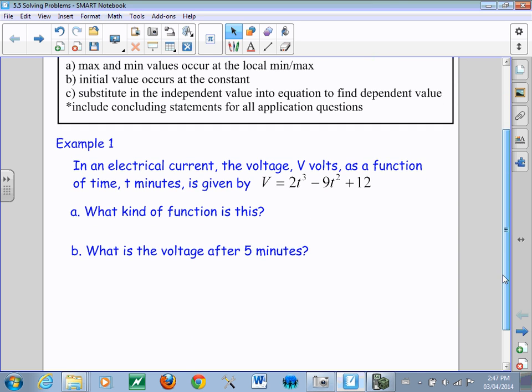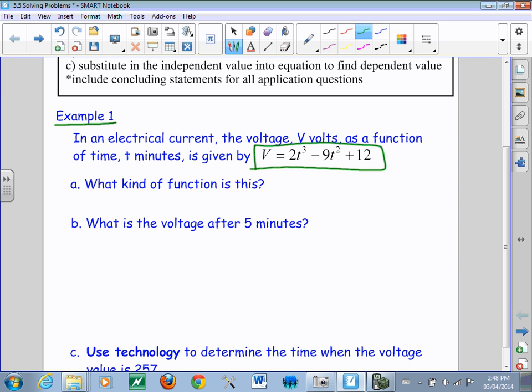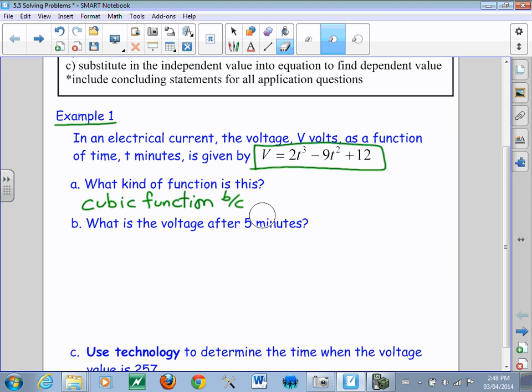All right, let's take a look at the first example here. Example 1. In an electrical current, the voltage V in volts as a function of time, which is T in minutes, is given by this formula. All right, what kind of function is it? Well, first of all, you look at the highest degree, and it's 3, so that tells us it is cubic. So this is a cubic function because degree of 3.